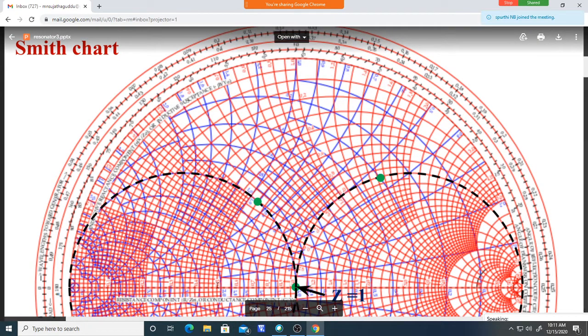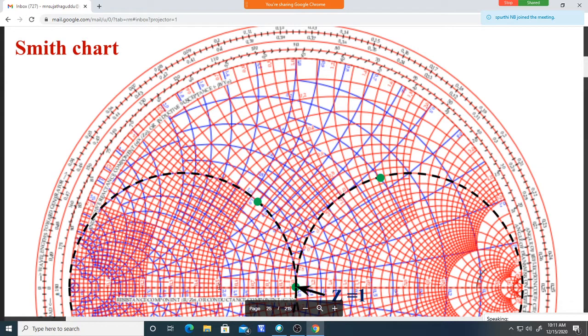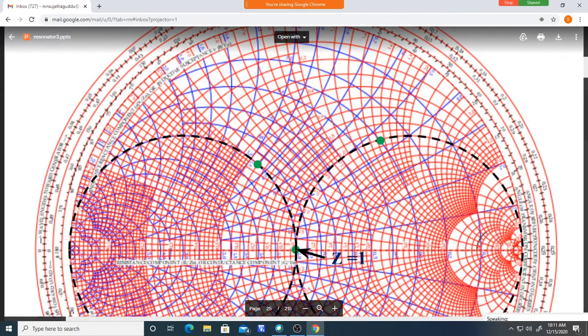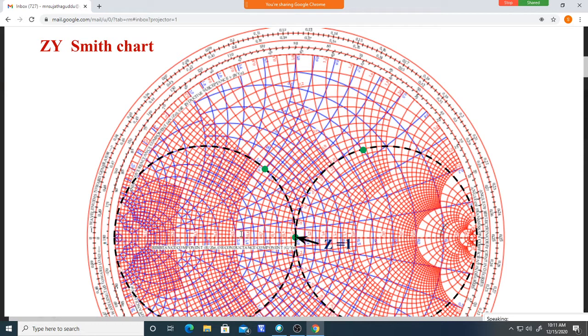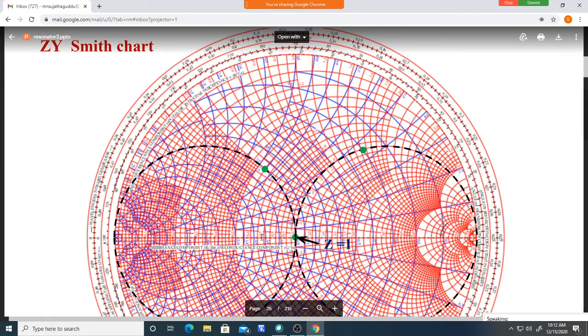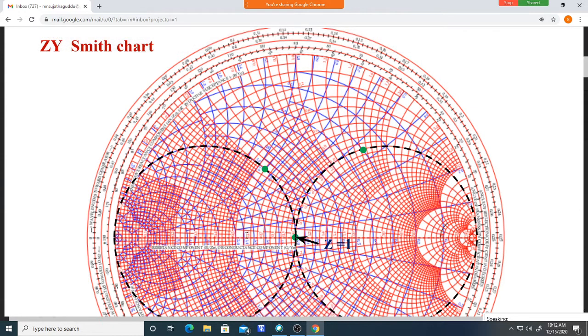It's not clear in this, we will see another point. What is 0.6? Somehow this is the resistance value. You should read here whatever the resistance value is.